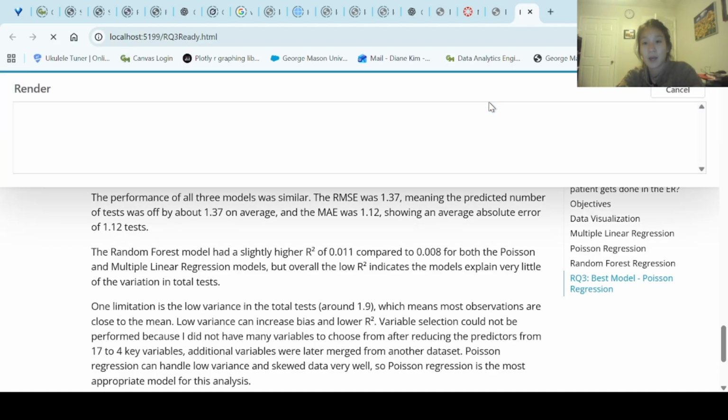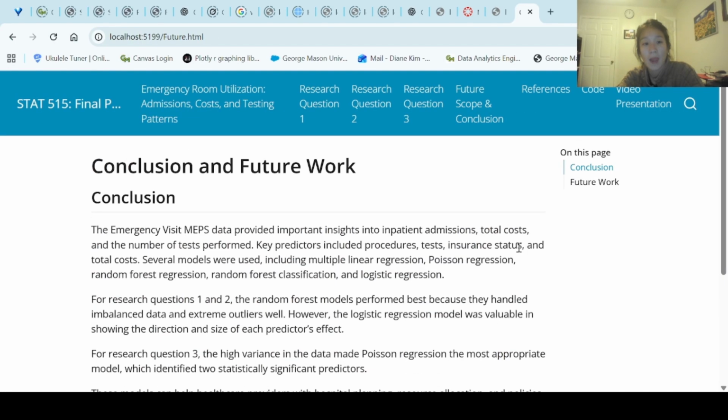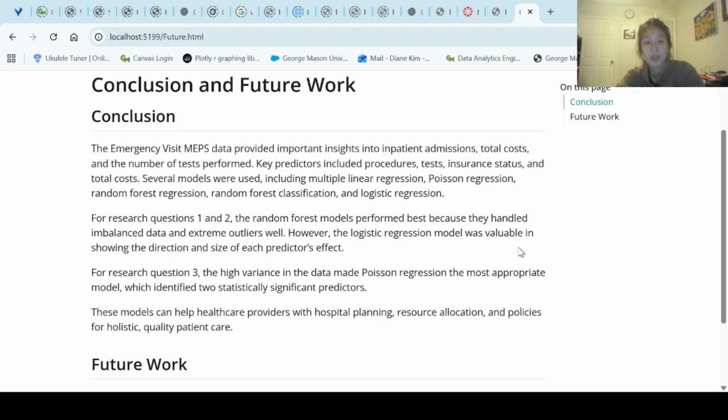Next, I have my future scope and conclusion over here. So in conclusion, the emergency visit MAPS data provided really important insight into inpatient admissions, total costs, and number of tests performed. I performed different models such as the multiple linear regression, Poisson regression, random forest regression, random forest classification, and the logistic regression.